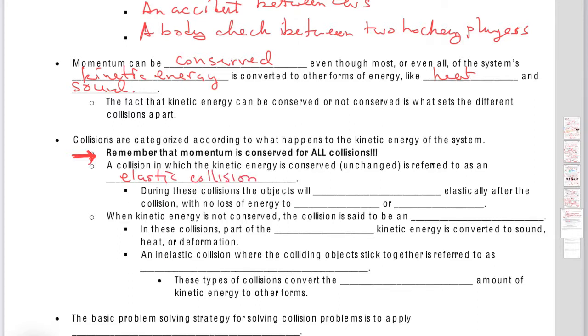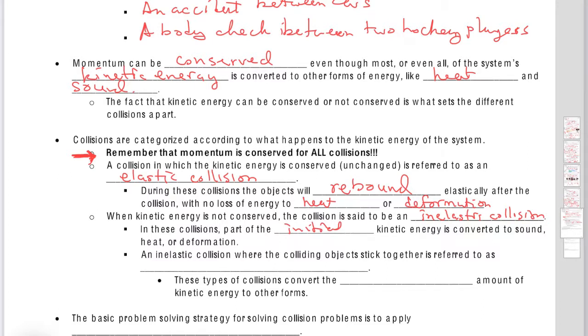During these collisions, the objects will rebound. It's really why we call them elastic, because they bounce off each other. They rebound elastically after the collision with no loss of energy to heat or deformation. Again, remember, we're talking isolated systems, and no mass is going to get lost through the process. Now, when kinetic energy is not conserved, the collision is said to be an inelastic collision. In these collisions, part of the initial kinetic energy is converted to sound, heat, or deformation.